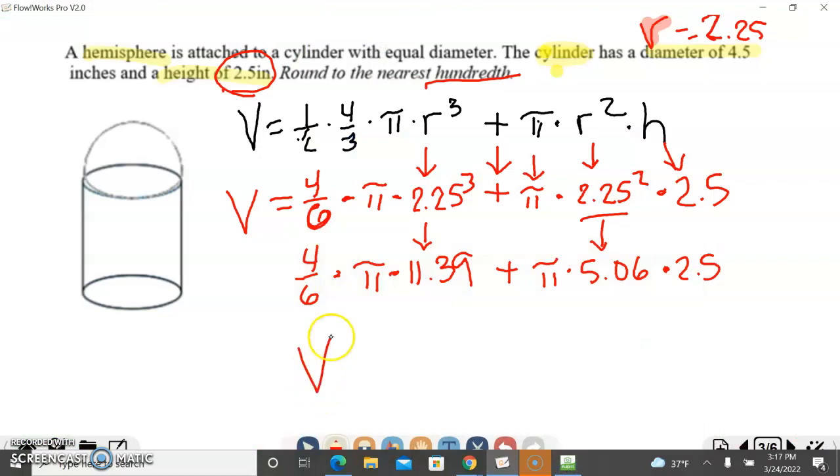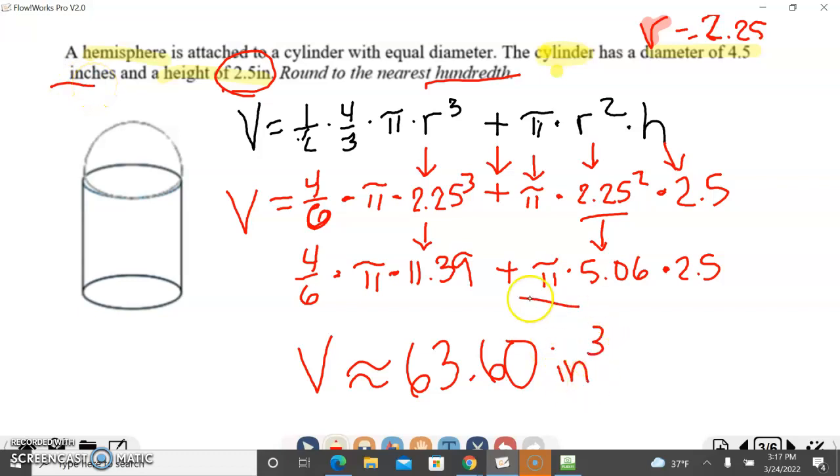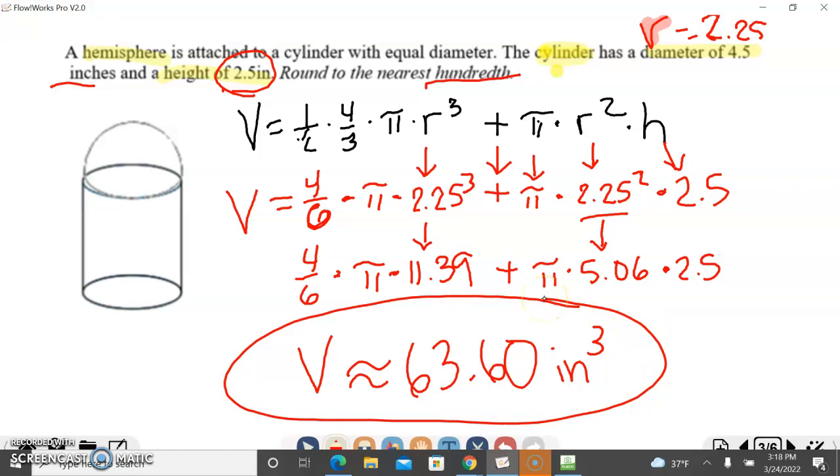So my volume is going to be approximately 63.60, and I'm measuring in inches to the third power. So the biggest thing is, what shapes are we adding together in order to find out our volume?